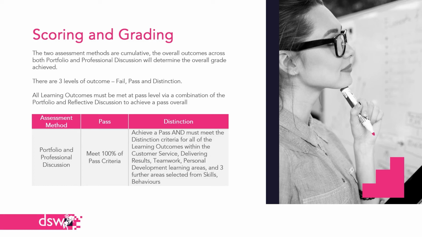To achieve a distinction, in addition to meeting the pass criteria, the apprentice must achieve a distinction in all of the learning outcomes within the customer service, delivering results, teamwork, and personal development learning areas, and achieve distinction in 3 further areas selected from skills and behaviours. The professional qualification will count as one of these distinctions if this was passed at distinction level. The 2 assessment methods are cumulative. The overall outcomes across both portfolio and professional discussion will determine the overall grade achieved.